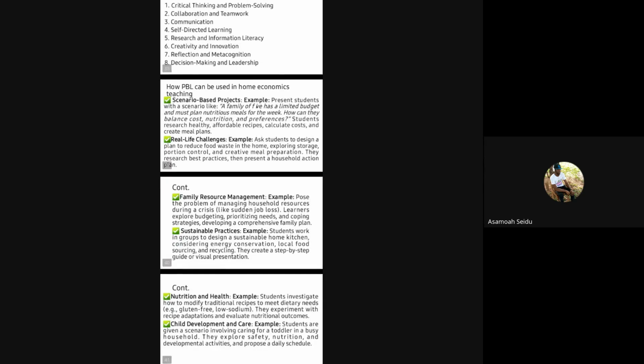And then we have family resource management. So for example, you pose the problem of managing household resources during a crisis like sudden job loss. So the learners will explore budgeting, they'll read on prioritizing needs, and then some coping strategies. They'll read on all these, okay, to develop a comprehensive family plan that will help the family to manage household resources.